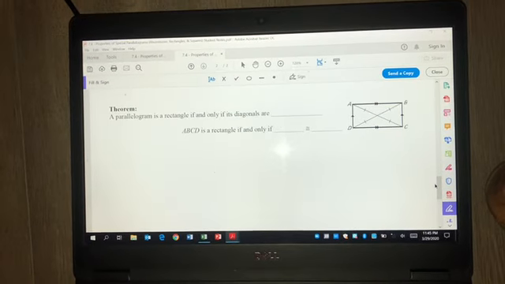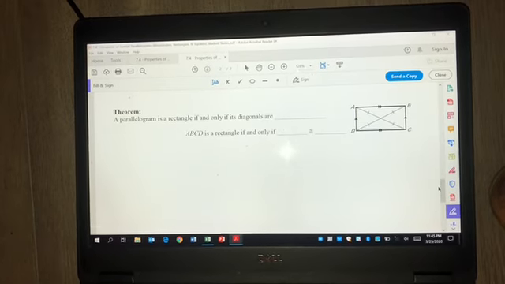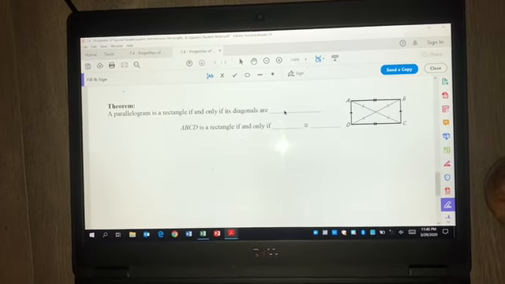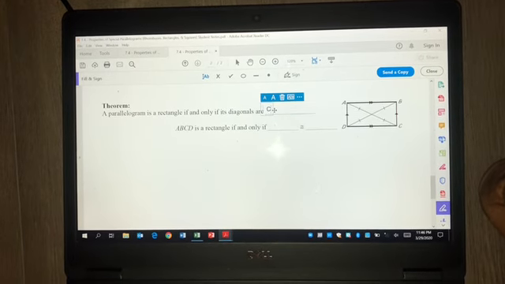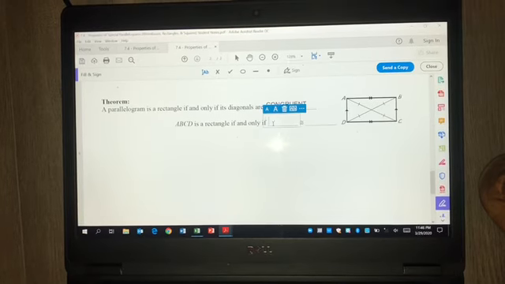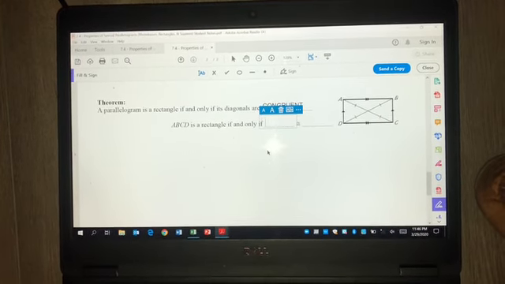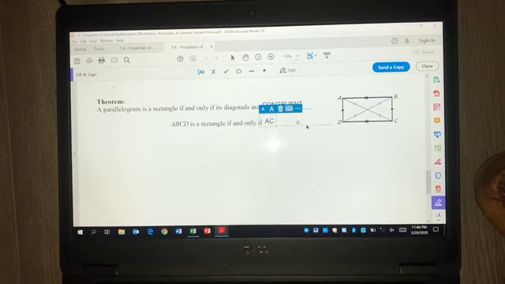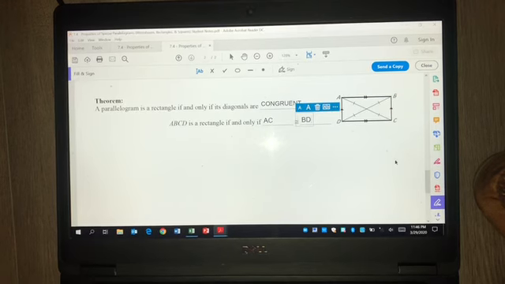A parallelogram is a rectangle if and only if its diagonals are congruent. ABCD is a rectangle if and only if diagonal AC is congruent to diagonal BD.